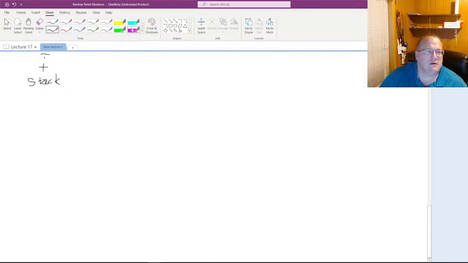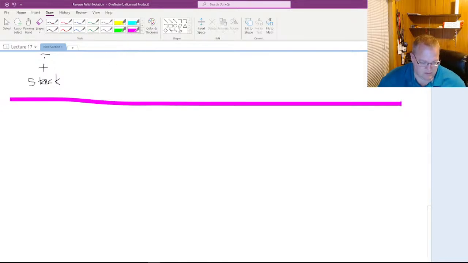Let me turn here to our book and see if it has an example that we can use. Yeah. Yep. That's not going to work. It doesn't have anything on Polish notation.